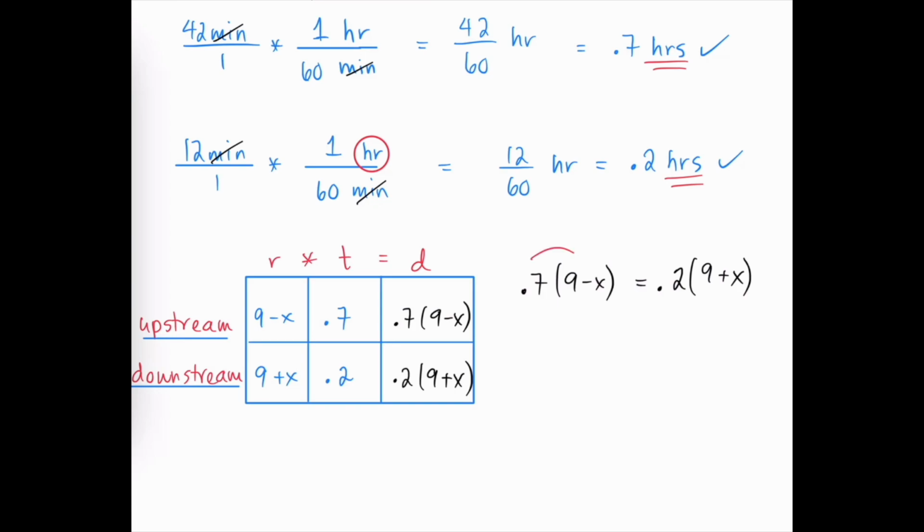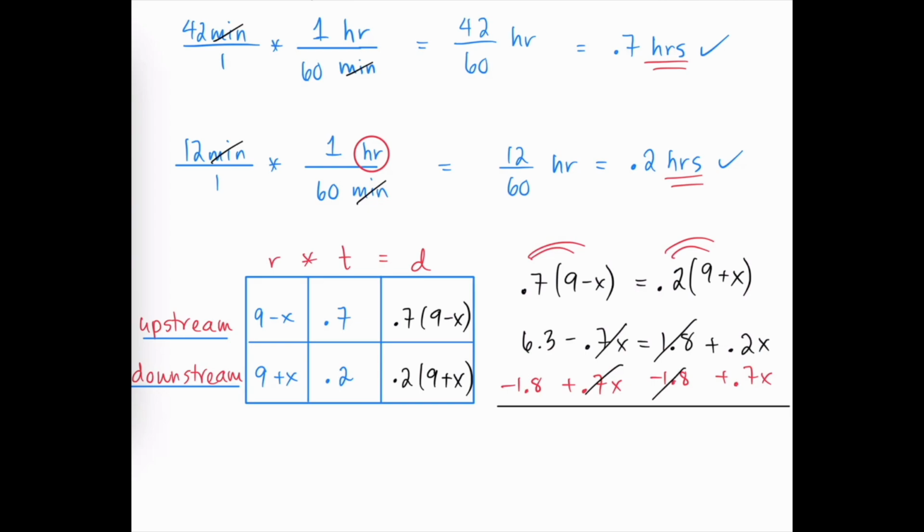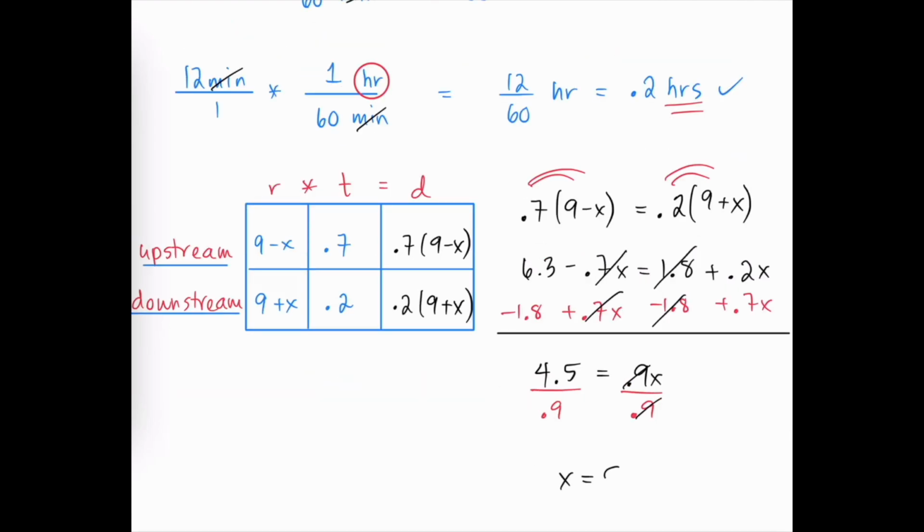So we'll begin by distributing 0.7 into the parentheses to get 6.3 minus 0.7x is equal to, distributing 0.2 into the parentheses, we'll get 1.8 plus 0.2x. Now we'll get our variable terms to one side by adding 0.7x to both sides, and our constant terms to the other side by subtracting 1.8 from both sides, so that we now have 6.3 minus 1.8, which is 4.5, is equal to 0.7x plus 0.2x, which is 0.9x. Now we divide both sides by 0.9 to get that x is equal to 5.